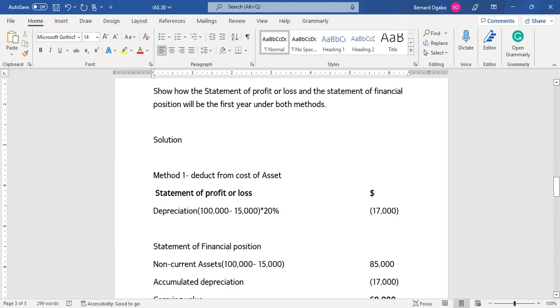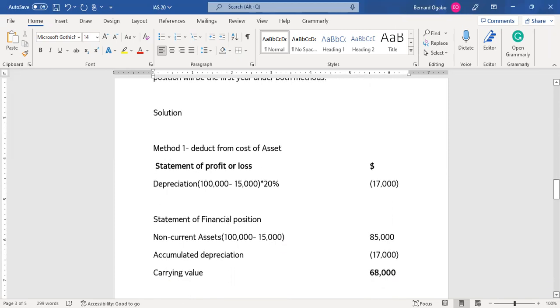Then when I recognize the asset in the statement of financial position, remember that we've been told under this method that we take off the grant from the cost of the asset. So what do I do? I say 100,000 less 15,000, I have 85,000. Then out of the 85,000, depreciation for this first year is 17,000. So I take off 17,000 and the carrying value of the asset is 68,000. This is when I choose to deduct it from the cost of the asset.